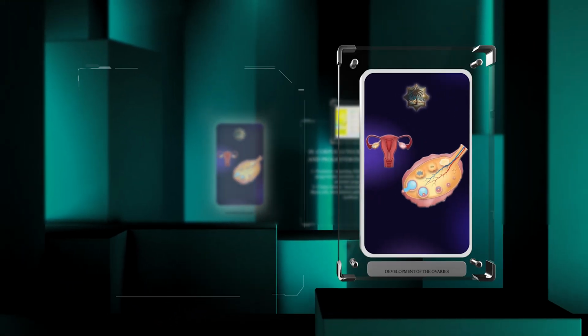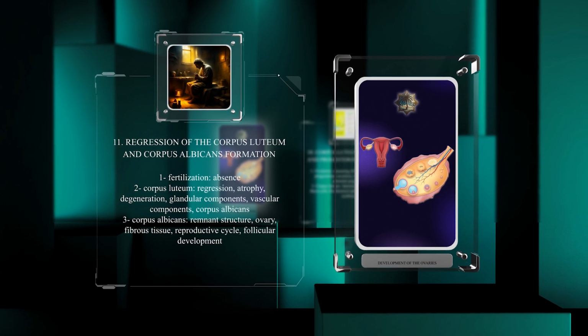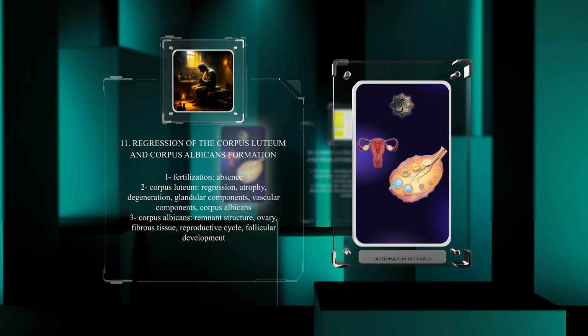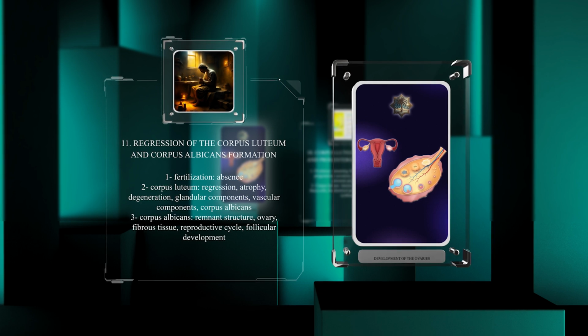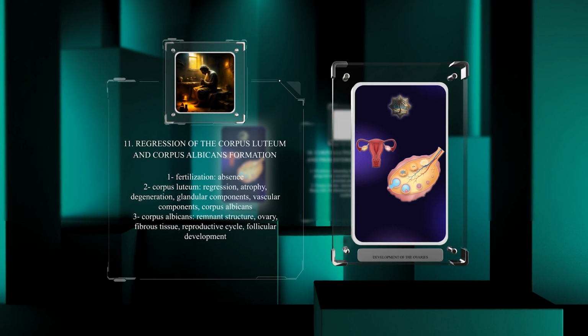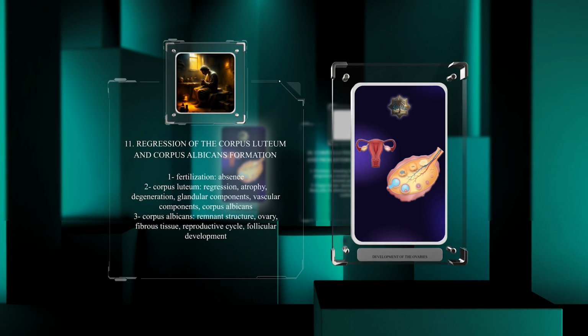In the absence of fertilization, the corpus luteum will eventually undergo regression. This process involves the atrophy and degeneration of the glandular and vascular components of the corpus luteum, leading to its transformation into the corpus albicans. The corpus albicans is a remnant structure in the ovary composed of fibrous tissue, marking the end of the reproductive cycle and preparing the ovary for future follicular development.